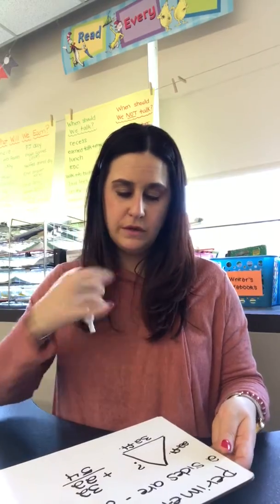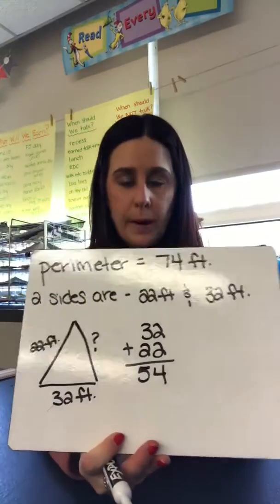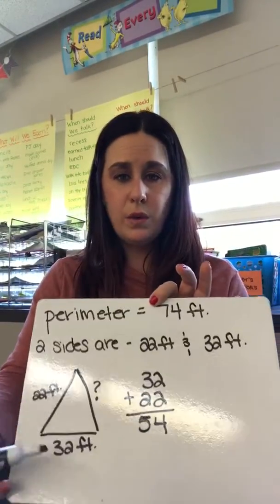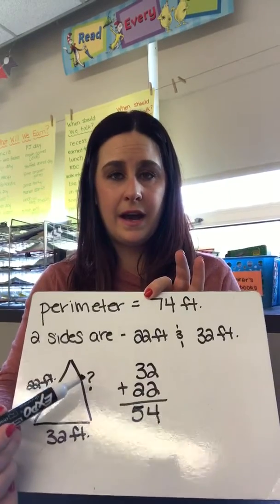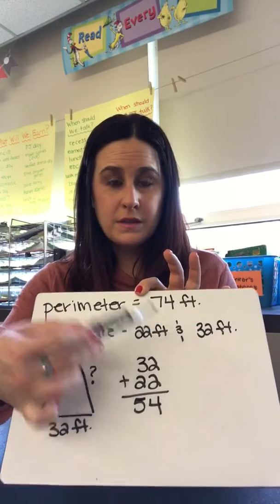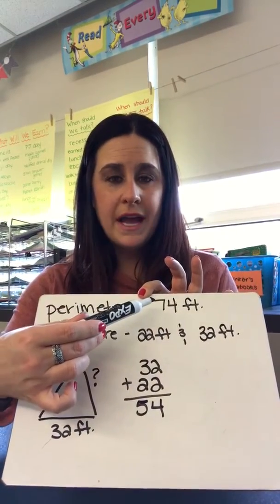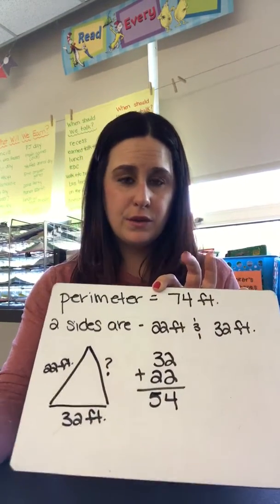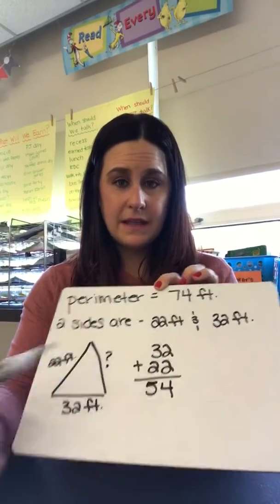So I added up 22 feet and 32 feet and I got 54. So now that I know the total of these two, again, I need to find this missing side. Well, the awesome thing is we know the perimeter. So now all we have to do is take the perimeter and subtract the other 2 side lengths. And then we get to find this missing side length.